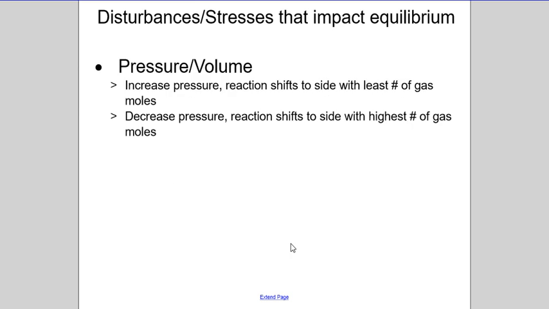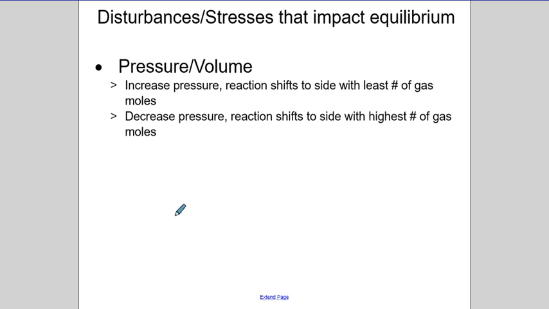Okay, so our third stress is pressure and volume. More precisely, our third stress is pressure. It's just that pressure as a variable is not something that you can change. You can't just look at a container and say, okay, start being at lower pressure or start being at higher pressure. You have to change something else to change pressure. There's no way to change pressure directly. So really, anytime you want to change pressure, you change the volume.